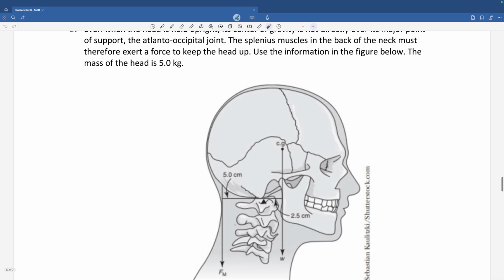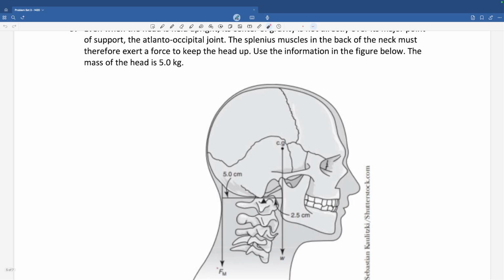On the other side, you have the muscles exerting a force F sub m and creating the counterclockwise torque. See that? That's trying to keep the head up. Otherwise, it would just fall, like when you feel sleepy. So to calculate the counterclockwise torque, once again, you have to know the force that the muscles are exerting multiplied with this distance, but 5 centimeters. Again, you have to change it into meters.